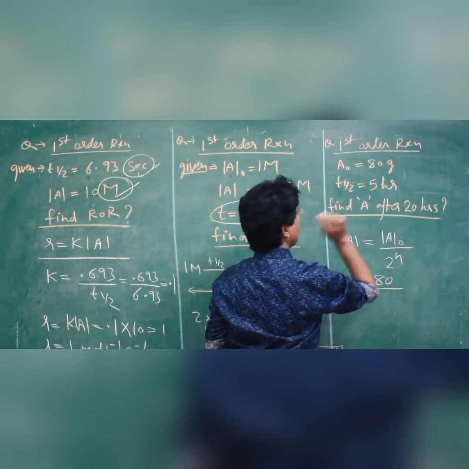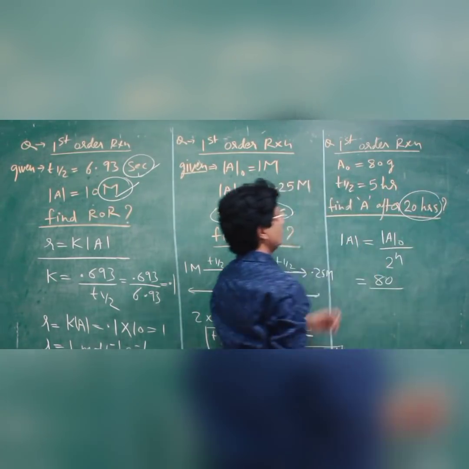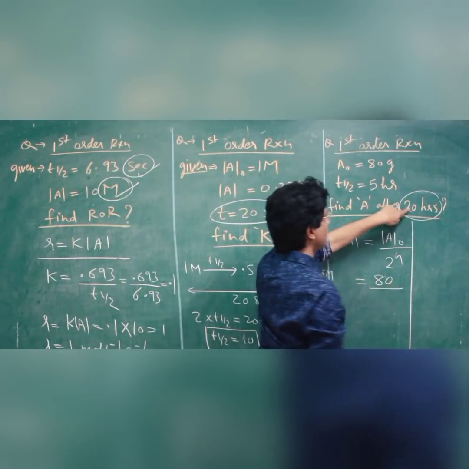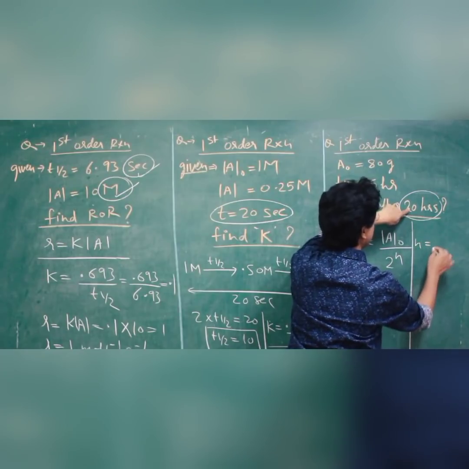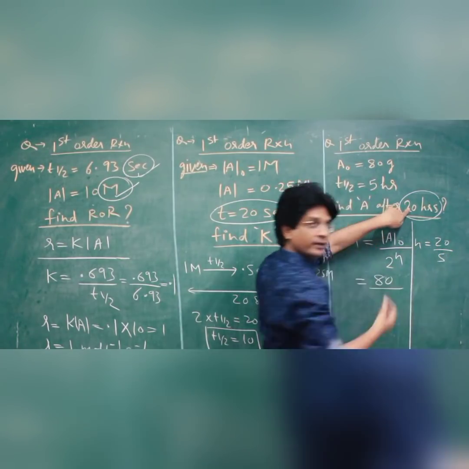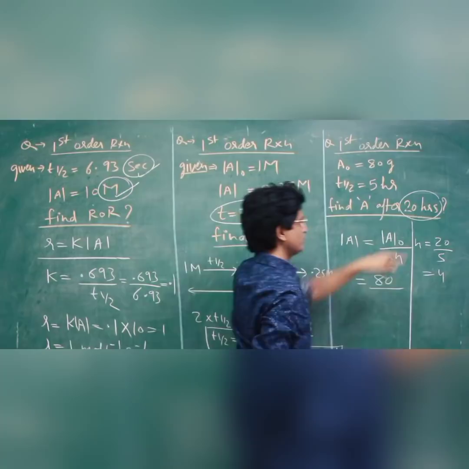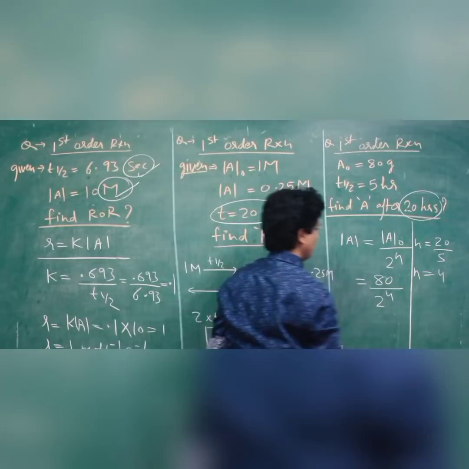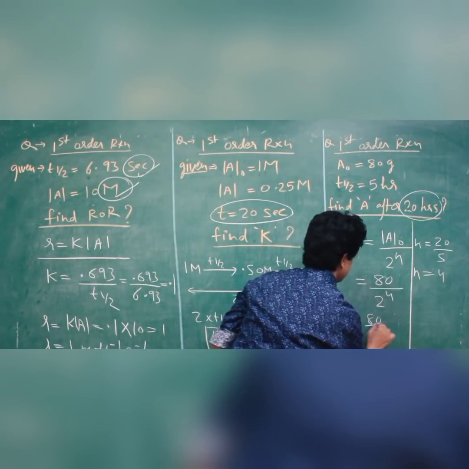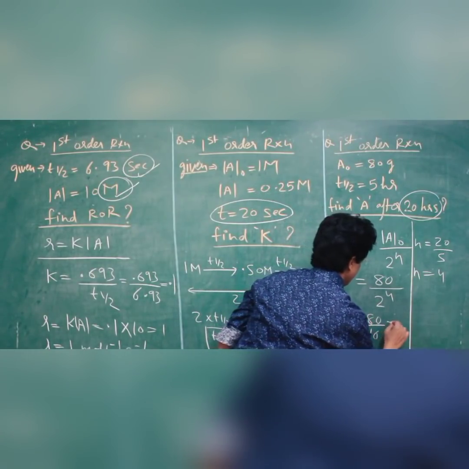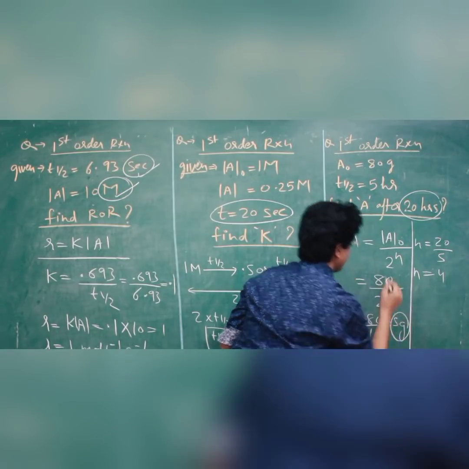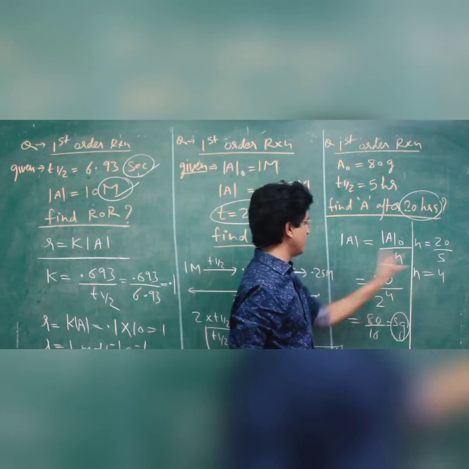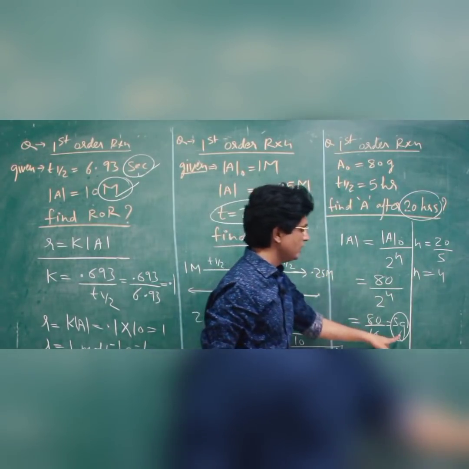and number of half-lives in 20 hours. Half-life is 5 hours. So number of half-lives in 20 hours will be 20 upon 5. That will be 4 half-lives. So n will be 4. So 2 to the power of 4. This will be 80 by 16 and that will be 5 gram. So after 20 hours, that means 4 half-lives, the amount of substance remaining will be 5 grams.